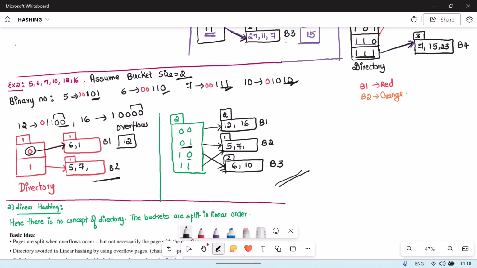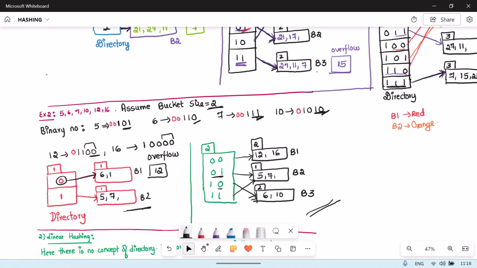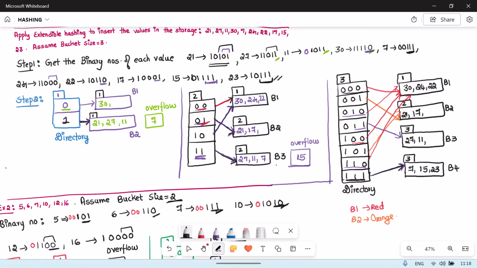This is how you will do extendable hashing. The idea is initially keep the local depth and global depth at 1, and whatever bucket size you have, you draw it. At the very beginning, the directory has two parts: one is for 0, the other is for 1. For the 0 bit, have one bucket. For the 1, you have one bucket. Then you try to place the values. If there is an overflow in one of the buckets, split that bucket and increase its local depth.